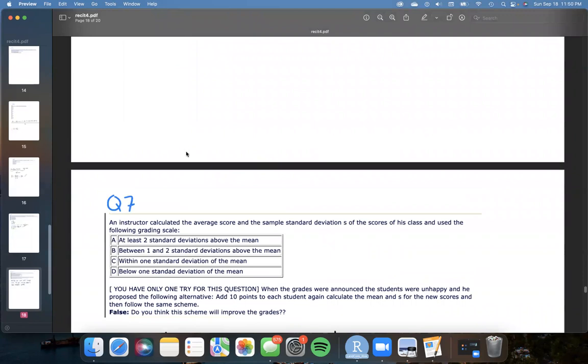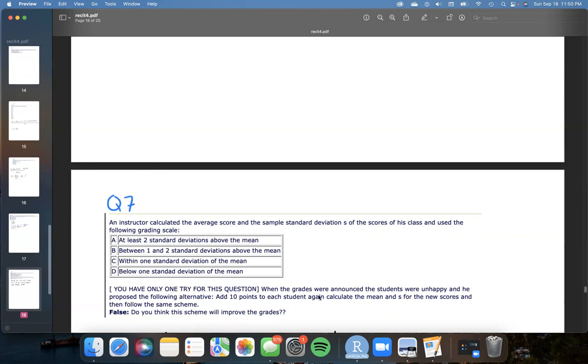Next is question 7. An instructor calculated the average score and the sample standard deviation S of the scores of his class and used the following grading scale. You get an A if you are at least 2 standard deviations above the mean. You'll get a B if you're between 1 and 2 standard deviations above the mean. You'll get a C within 1 standard deviation of the mean. And you'll get a D if you're below 1 standard deviation of the mean.